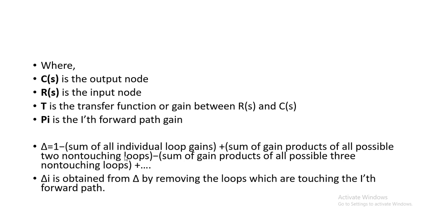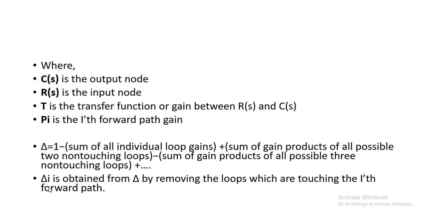Okay, so these parameters will increase for a complex diagram. For a simple diagram, we may calculate the first 2 to 3 parameters only. Okay, so that we will see. And delta i is obtained from delta by removing the loops which are touching the ith forward path.